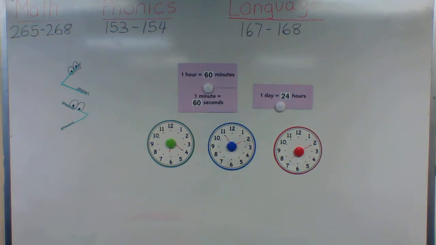We know that there are 60 seconds in every minute, and that there are 60 minutes in every hour. And there are 24 hours in a day. We have 12 a.m. hours and 12 p.m. hours. 12 plus 12 equals 24.